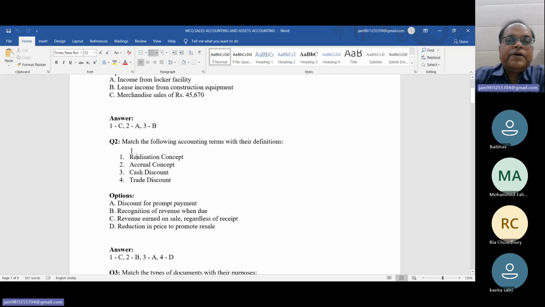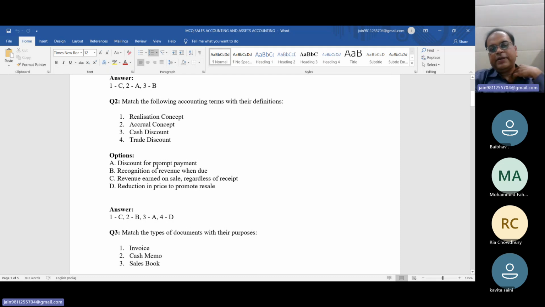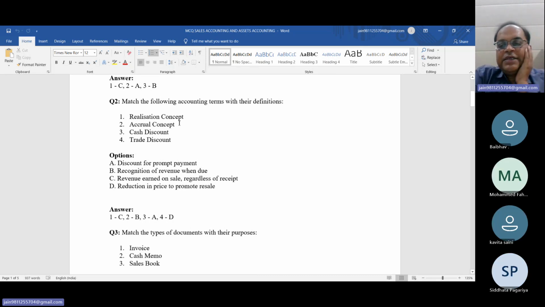Okay. Now next, match the following accounting terms with their definitions. Some of the accounting terms are given and some of the definitions are given. So now we have to match. Number first, realization concept. Number second, accrual concept. Number third, cash discount. And number fourth is trade discount. And the fourth option is given, discount for prompt payments. So this matches with 3, cash discount. Cash discount means discount for prompt payment.